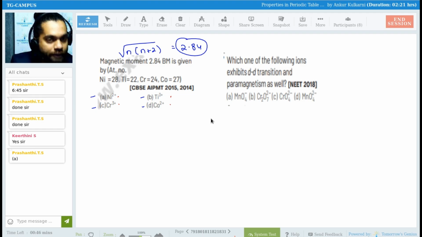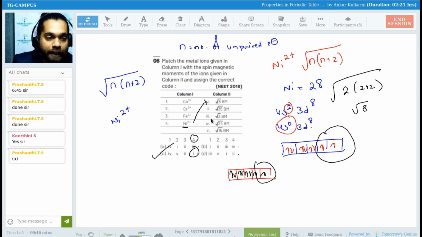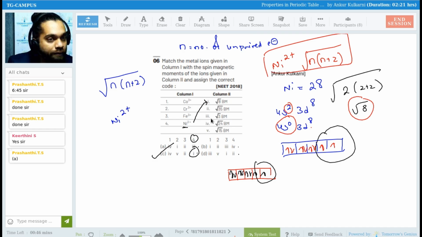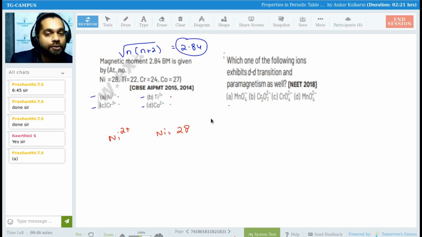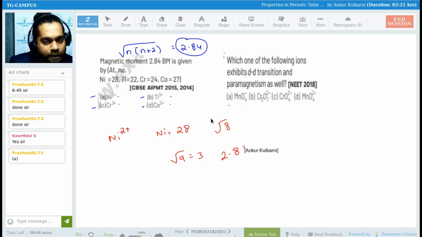So if I check for Ni2 plus, nickel, what is the atomic number? Anthony, nickel atomic number is 28. Just now we calculated for nickel 2 plus. We got under root 8. Under root 9 is nothing but 3, so under root 8 is somewhat 2.89. Are you getting it, Anthony?